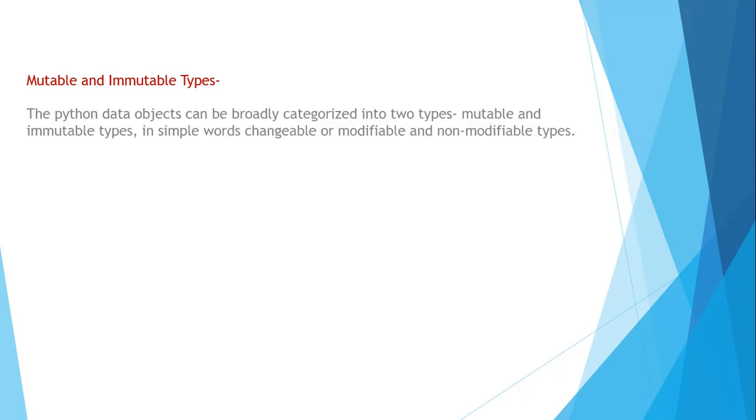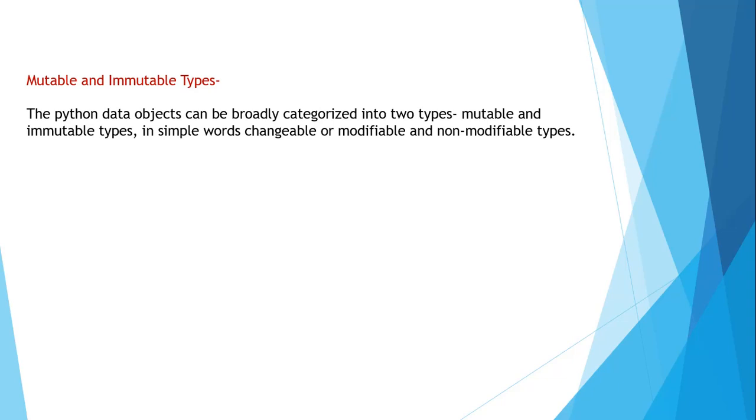Now we are going to discuss the topic of mutable and immutable types. Students, this is a very important topic for your class 11 syllabus. Why? Because whatever data types are there in the Python programming language have been classified under mutable and immutable types only. So either the data type is going to be a mutable type or an immutable type. The Python data objects can be broadly categorized into two types, mutable and immutable types.